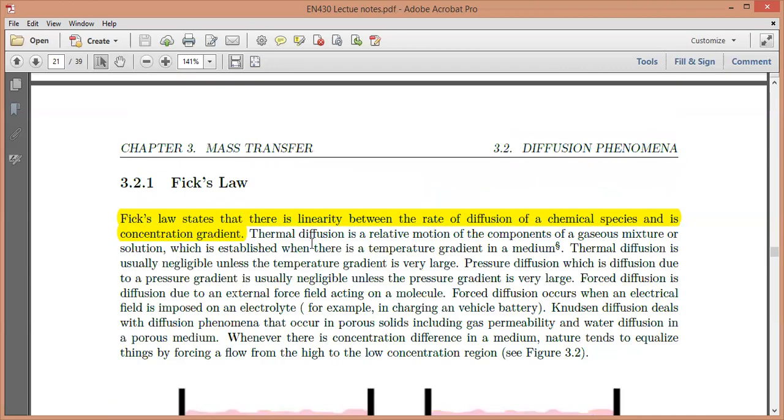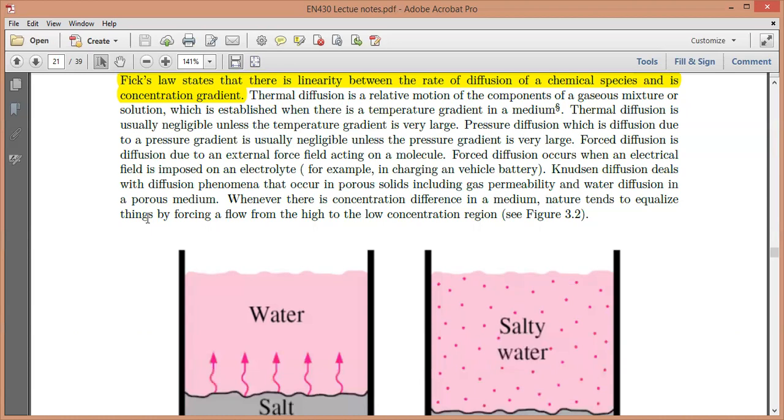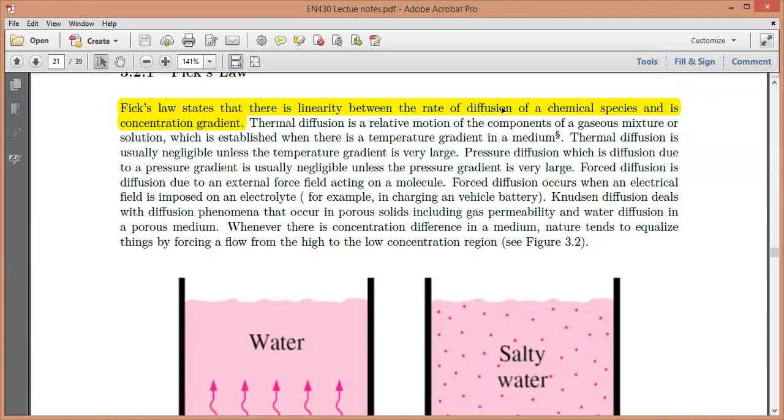So we come to Fick's law. We're going to look at Fick's first and second law. Okay, so this is Fick's law. It states that there is linearity between the diffusion of a chemical species and its concentration gradient. So there's a relationship there between the rate of diffusion of a chemical species and the concentration gradient. So what do we mean by that? Well, basically we mean that if this increases, that also will increase. It's a straight line.